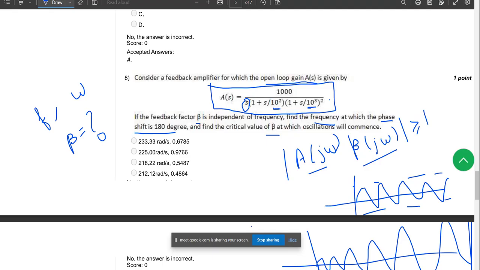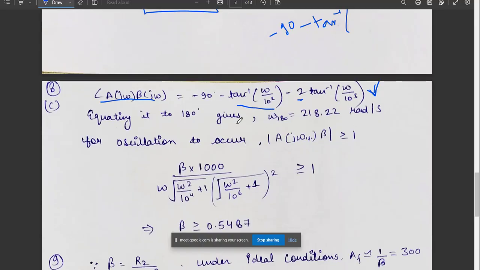So it is saying that the phase shift is equal to 180 degrees. Find the value of frequency at which beta is independent of frequency. It is saying that beta is independent of frequency. Now find the frequency at phase shift equal to 180 degrees. So we put the value of 180 here, and we'll find out the value of the frequency, which is omega. Omega at 180 degrees equals 218.22 radian per second.